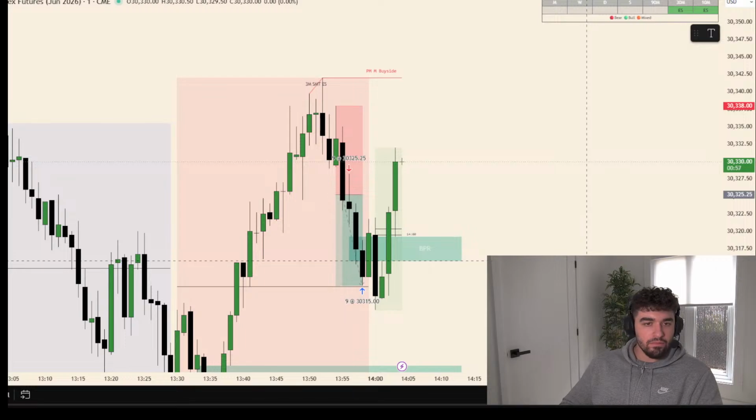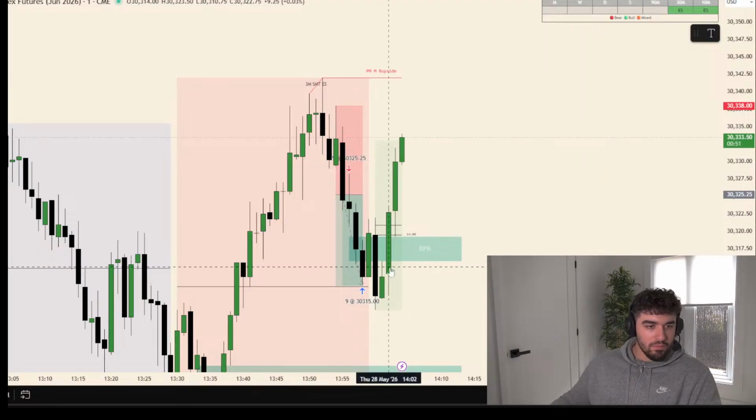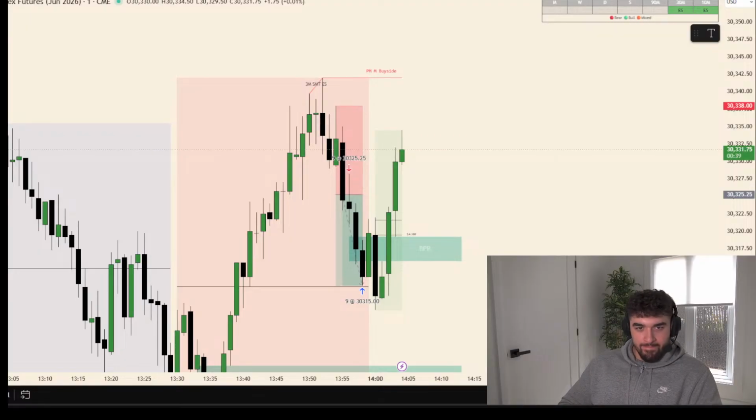I lose a half an R, and then I make three half R's. If you go to 2-1, you get 5-1 on the trade. It makes a huge difference. But in this case, this trade, no problem, no loss, no pain. It went right to target.